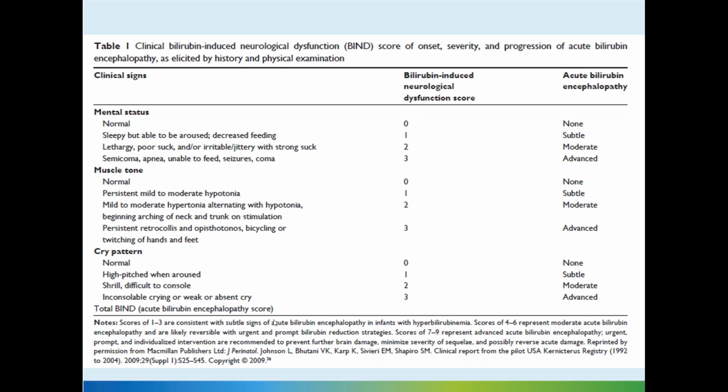It becomes 3. So as you can see here, the scores of 1 to 3 are consistent with subtle signs of acute bilirubin encephalopathy, scores 4 to 6 indicate moderate bilirubin injury, and scores of 7 to 9 indicate advanced bilirubin injury. Most of these babies with advanced or moderate injury would be going for an acute or emergency exchange transfusion.